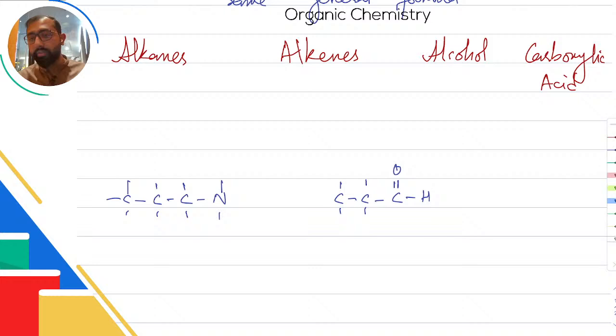Just add one more carbon and just fill the hydrogen up, because hydrogen is the filler in organic chemistry. Okay, so that's homologous series.